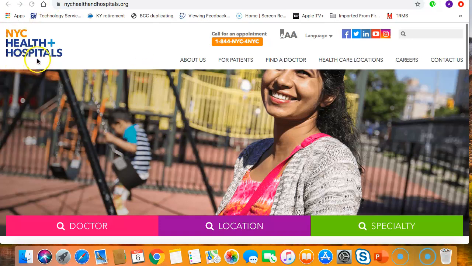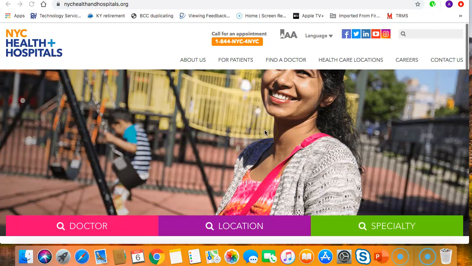So the NYC Health and Hospitals Corporation is a public integrated delivery system in the city of New York, and it's owned by a not-for-profit corporation that is affiliated with the city of New York.